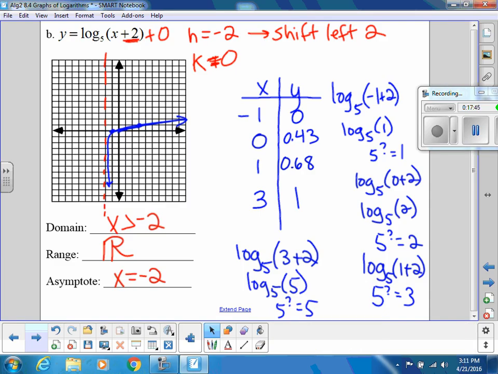So when we pick them, if you want to pick easy numbers, you want to think about things that are easy to do with that base that you have there. If not, if that's confusing to you, then just use your calculator, and that's what we'll do in the next video.